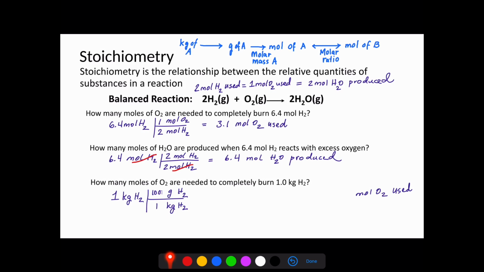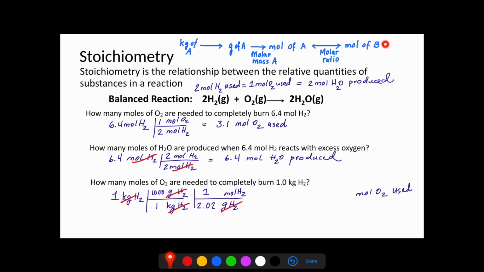We know there are 1,000 grams in 1 kilogram, and kilograms cancel out. Next we are going to change our grams to moles, with grams on the bottom because we need to cancel out grams and go to moles. These are related by the molar mass of H2. Molar mass of hydrogen is 2.02, so a mole of hydrogen is 2.02 grams. And once you have moles of hydrogen, you can go to moles of oxygen.